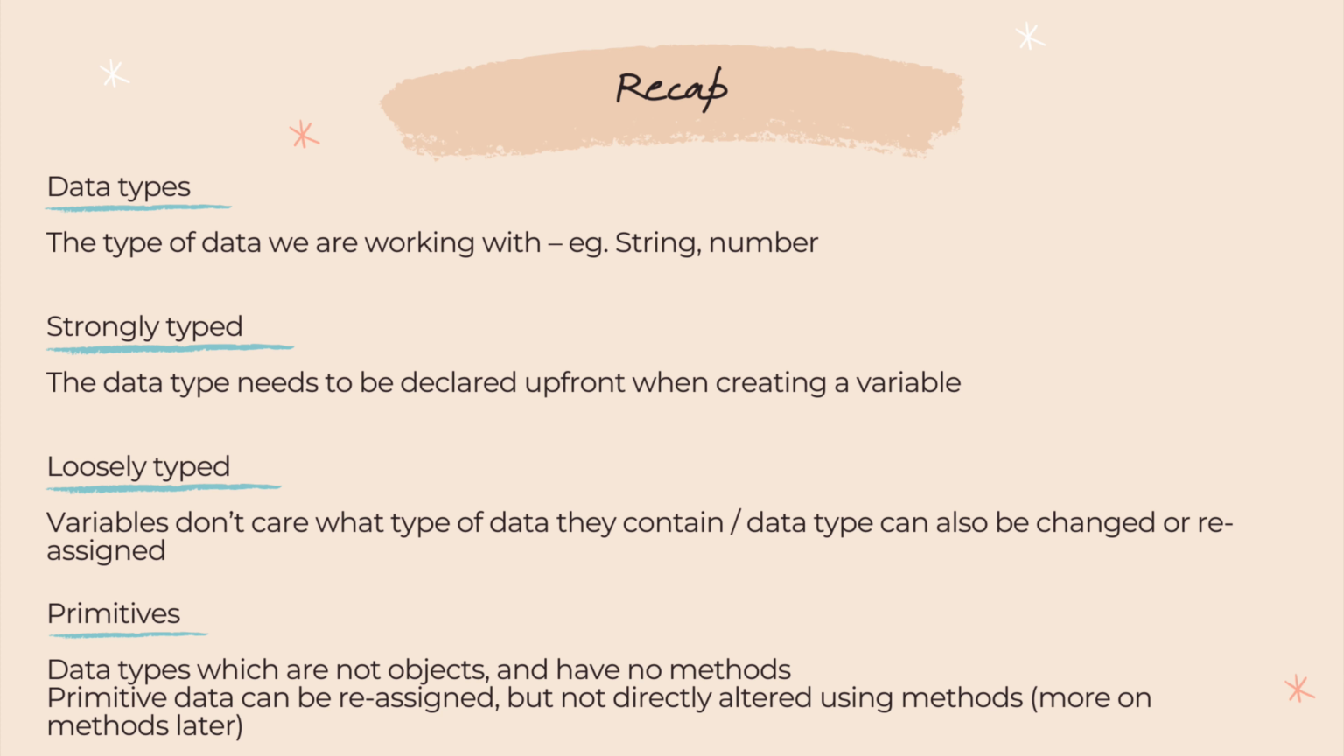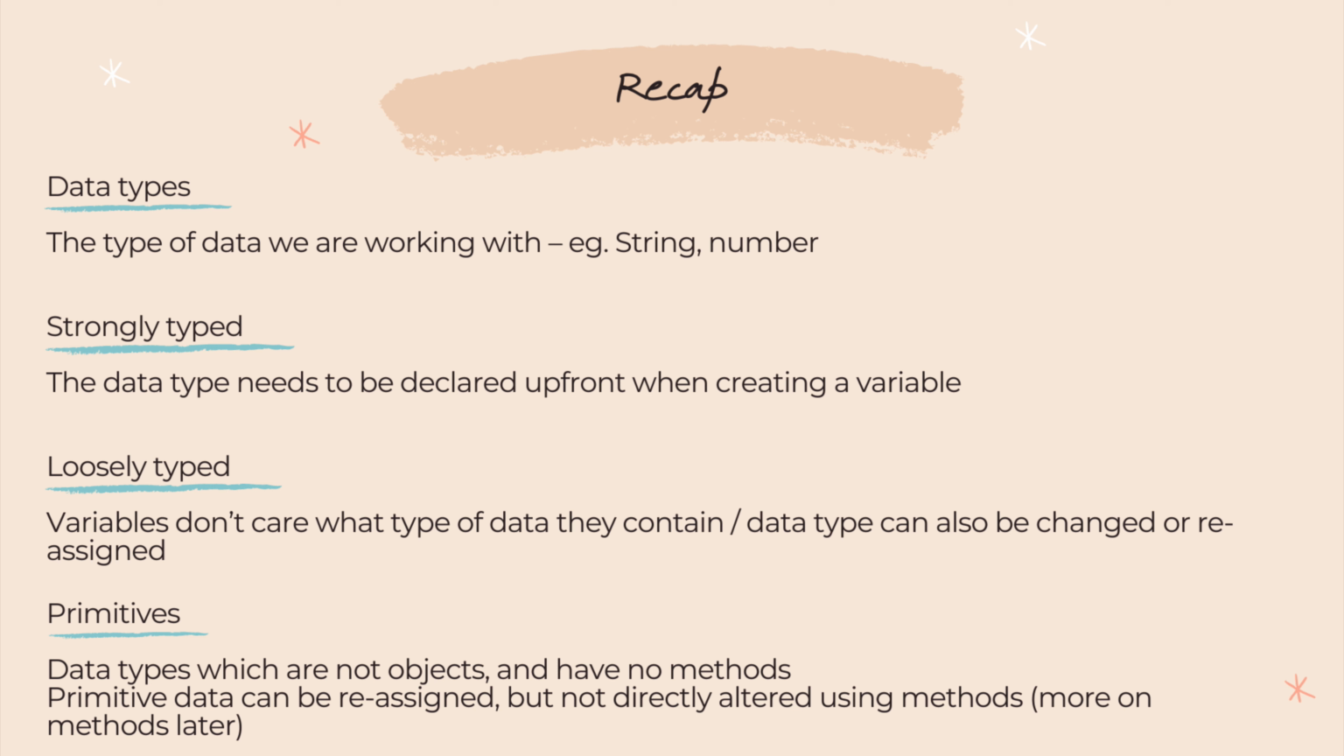So just as a recap of what we've looked at in this video, we have data types, which is the type of data which we're working with, and currently we've looked at the data type of string and also number. We also mentioned strongly typed, which is a data type which we need to declare upfront when creating a variable. So in other languages such as Java, we would need to declare that a variable is a certain type of data such as a string or a number when we create it. JavaScript, on the other hand, is loosely typed, so the variables don't care what type of data they contain, and we can also reassign this data with a different data type.